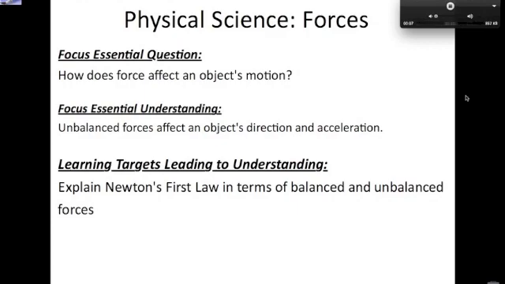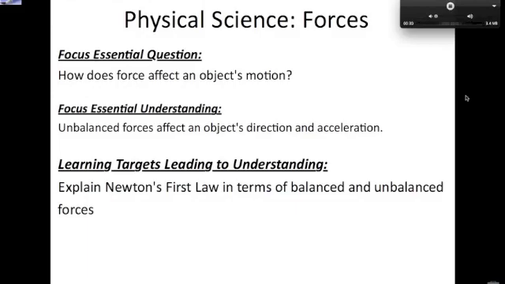Take a moment, look at the focus essential question of how does force affect an object's motion, and our essential understanding of unbalanced forces affect an object's direction and acceleration. We're going to be leading up to that understanding throughout this whole unit. Our first way to understand our focus essential question is to know our first learning target, which is explain Newton's first law in terms of balanced and unbalanced forces.